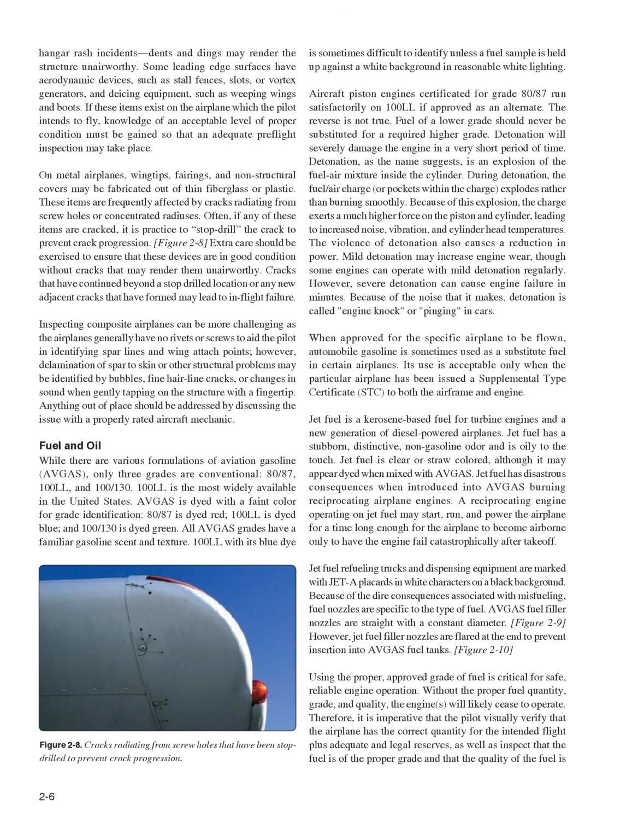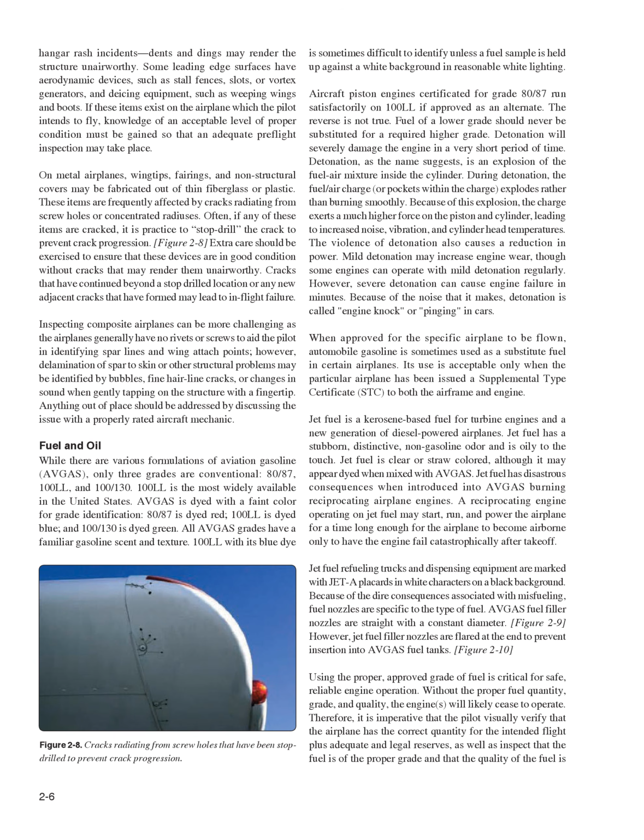When approved for the specific airplane to be flown, automobile gasoline is sometimes used as a substitute fuel in certain airplanes. Its use is acceptable only when the particular airplane has been issued a supplemental type certificate, STC, for both the airframe and engine. Jet fuel is a kerosene-based fuel for turbine engines and a new generation of diesel-powered airplanes. Jet fuel has a stubborn, distinctive, non-gasoline odor and is oily to the touch. Jet fuel is clear or straw-colored, although it may appear dyed when mixed with avgas.